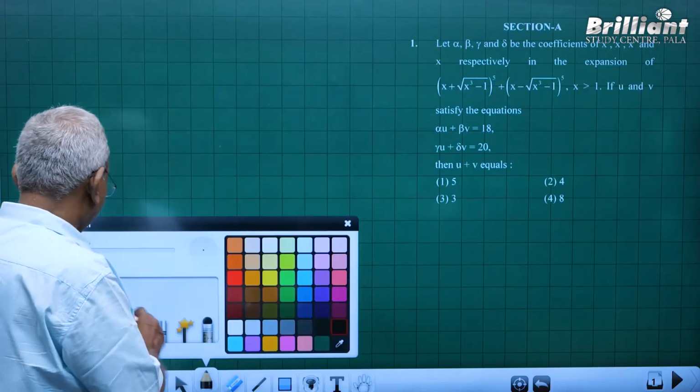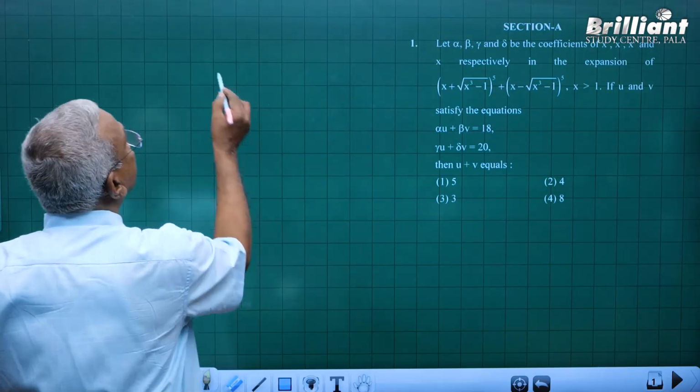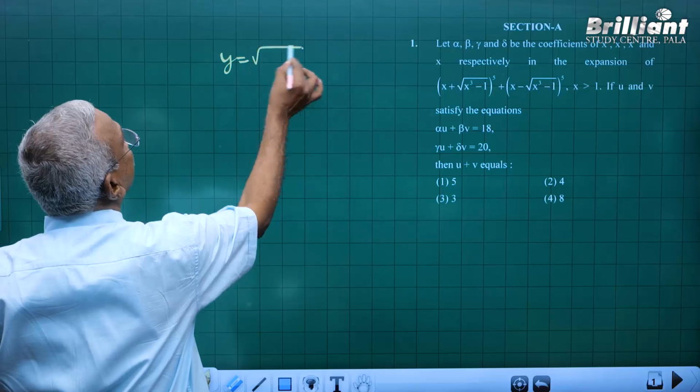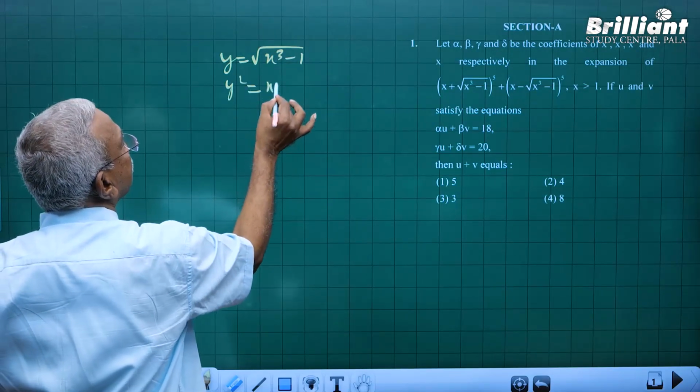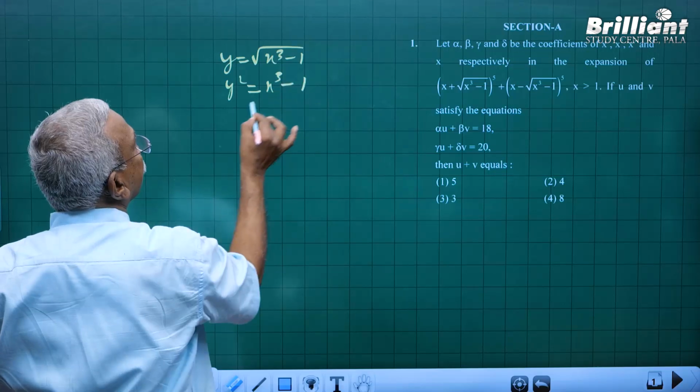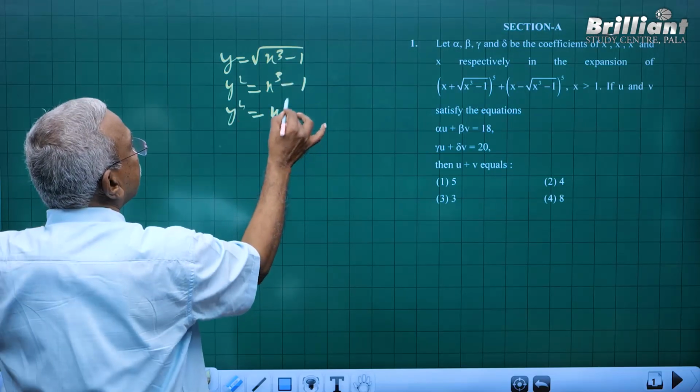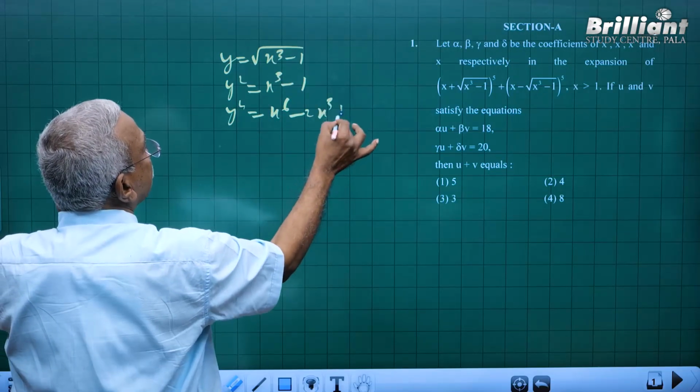So here we can observe that y is equal to root of x cube minus 1. So what is y square? It is x cube minus 1. What about y raised to 4? x raised to 6 minus 2x cube plus 1.